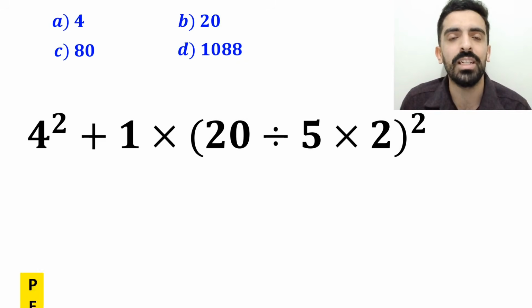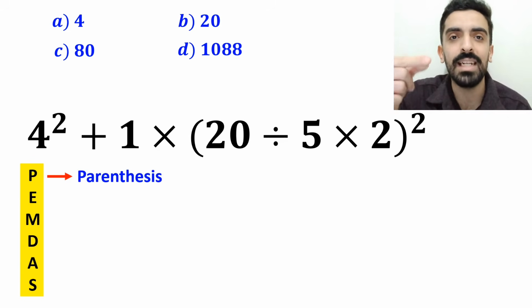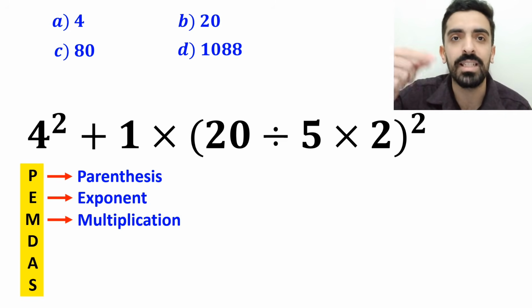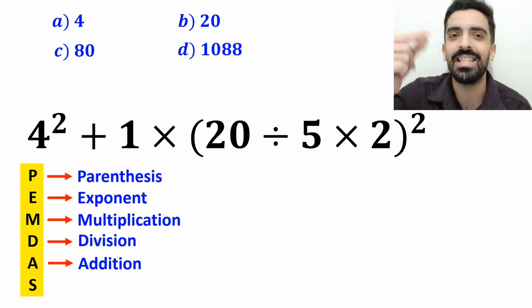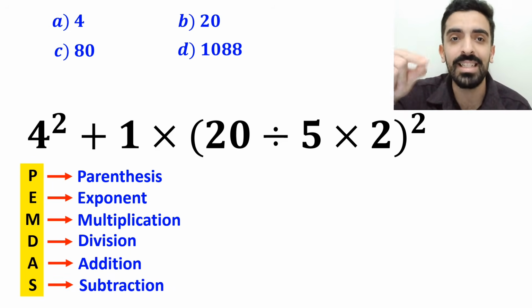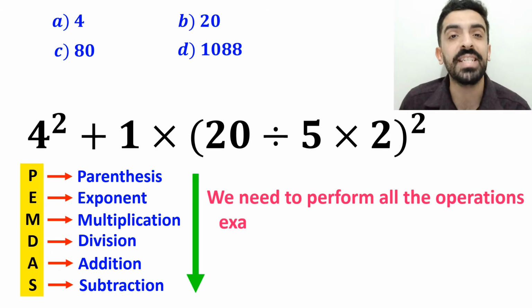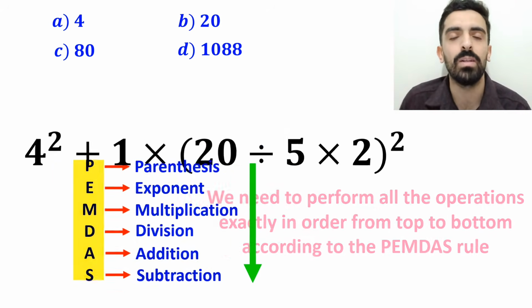To solve this question, we must follow a rule called PEMDAS. In this rule, P stands for parentheses, E stands for exponent, M stands for multiplication, D stands for division, A stands for addition, and S stands for subtraction. We need to perform all the operations exactly in order from top to bottom according to the PEMDAS rule.